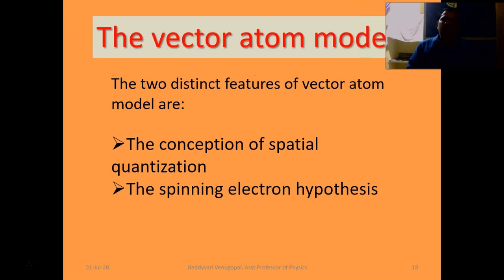Next came into picture the vector atom model. This vector atom model is a universal model which explains all the properties of atomic transitions, energy levels, and so on. Everything it explains. The main features of this vector atom model are: one is space quantization, and the second one is the spinning electron.